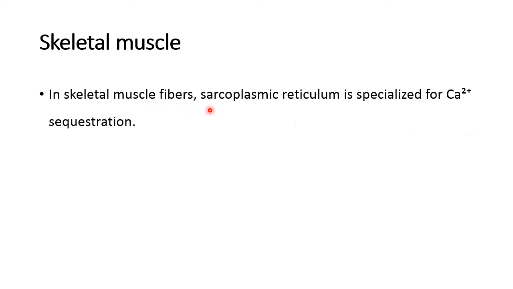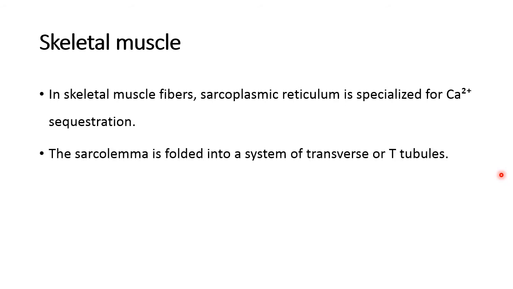In skeletal muscle fibers, the sarcoplasmic reticulum is specialized for calcium sequestration, storing and trapping calcium inside. This is the sarcoplasmic reticulum of the skeletal muscle fiber. Calcium is released upon certain stimulation by motor innervation, motor impulses from nerves. The sarcolemma is folded into a system of transverse or T-tubules.